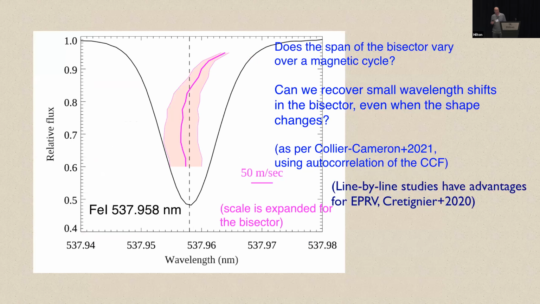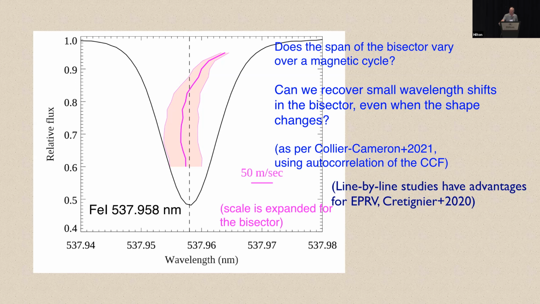So I'm studying line bisectors, and this is the line bisector of a neutral iron line at 537.96 nanometers. And the bisector is plotted here on an expanded scale. What I'm interested in knowing is, does that bisector vary over a magnetic cycle? The bisector has the classic C shape, which Dainis Dravins showed years ago is due to the line asymmetry. The line asymmetry is due to near surface convection, where you have hot rising regions and cooler falling regions that produce this line asymmetry.